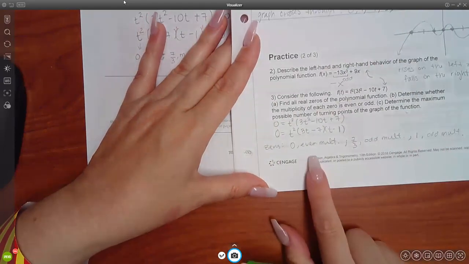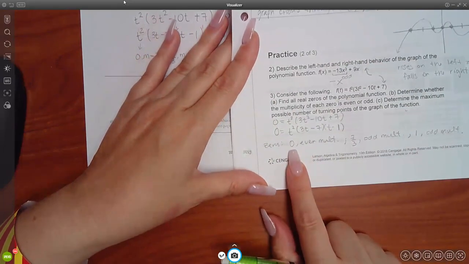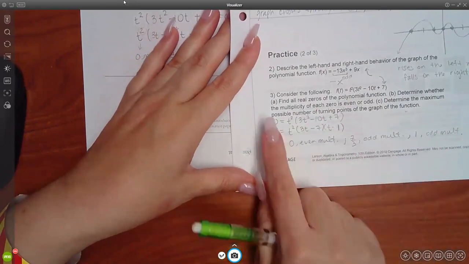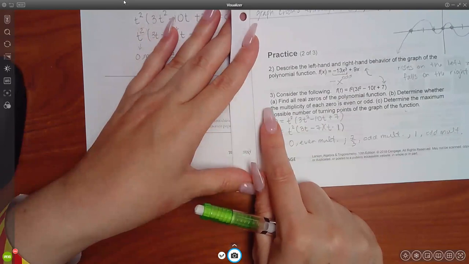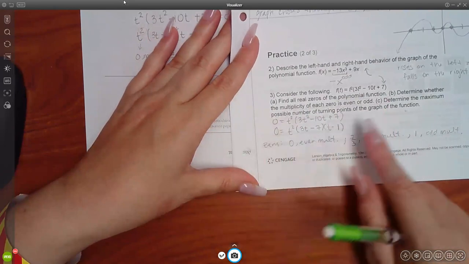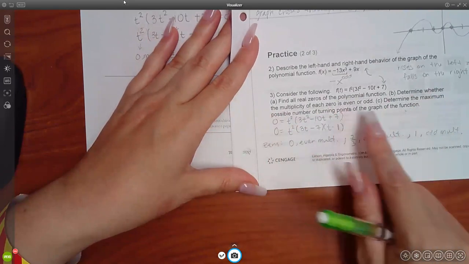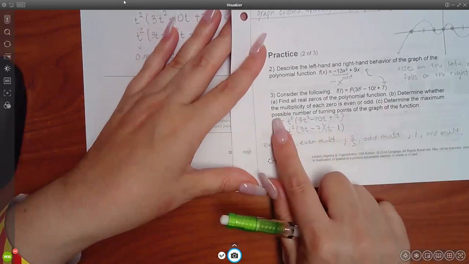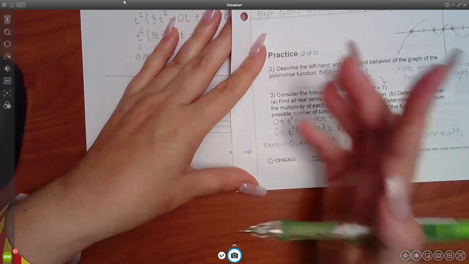That's important, right? Because I know that this one, I'm only going to bounce from it. And these two, I'm going to cross them. Okay. I think that's all they wanted though. Find the zeros. We found it. Determine the multiplicity of each zero. I did that. And then now the last part says, determine the maximum possible number of turning points.